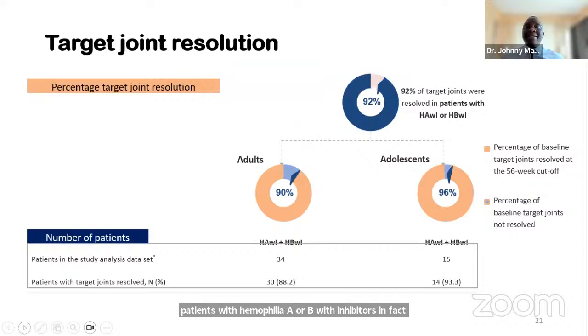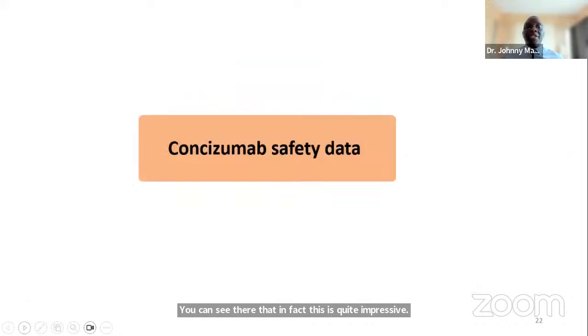But perhaps in the interest of this particular audience of pediatricians, it is very fulfilling to see that adolescents achieved a 96% target joint resolution, which was slightly higher than in adults, which was 90% target joint resolution. You can see there that, in fact, this is quite impressive, noteworthy, when this study is rolled out into the pediatric population in the near future.